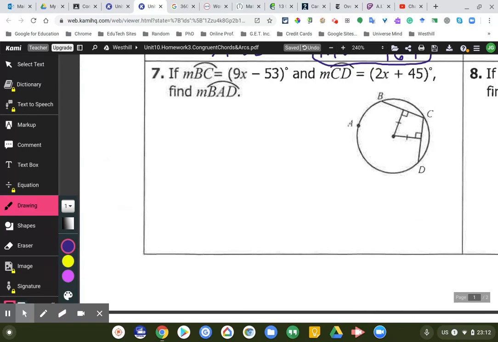Okay. The measure of arc BC is equal to 9x minus 53. Okay. So we have BC here, which is 9x minus 53. And measure of arc CD, just on the other side here, is 2x plus 45. Now, here's the thing. We know that those are equal, so we're just going to set them equal.